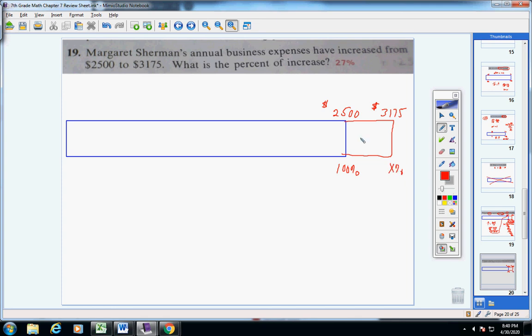Alright? So here's my first ratio here. 2,500 over 1 equals, here's my next ratio here, 3,175 over x. 2,500 times x equals 1 times 3,175. Divide both sides by 2,500. These cancel. And let's do our work.